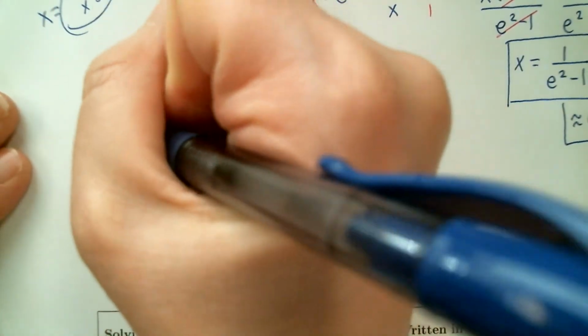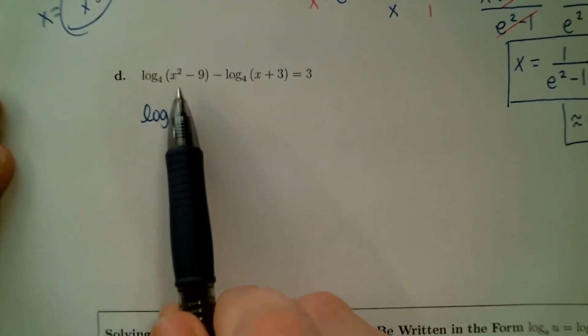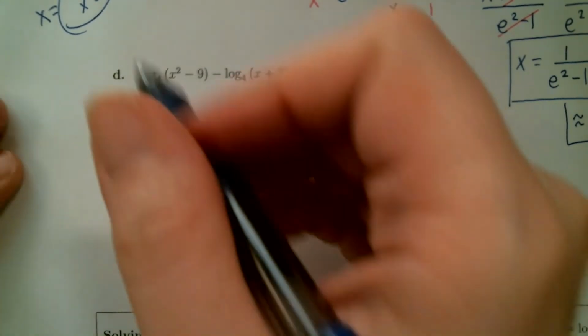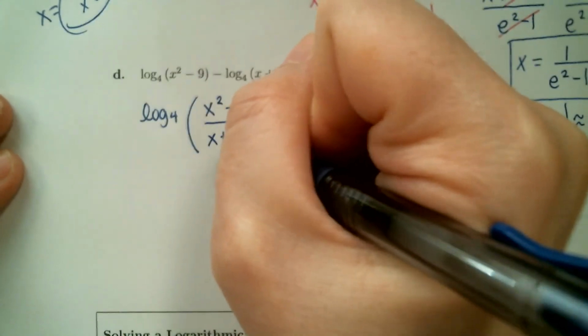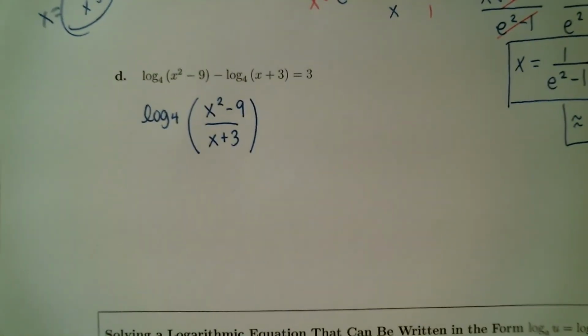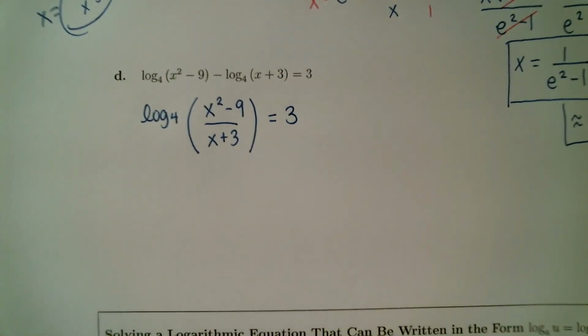On the left side, we're going to make this one base 4 logarithm. This will turn into division. This will become the numerator. This will be the denominator. So we will get log base 4 of x squared minus 9 over x plus 3 is equal to 3. Now we're in great shape because we have a logarithm equal to a number. Once you have a logarithm equal to a number, you can do the arrow thing.